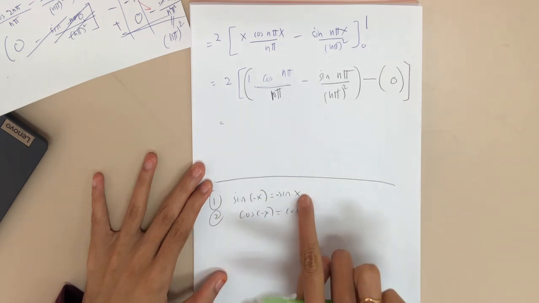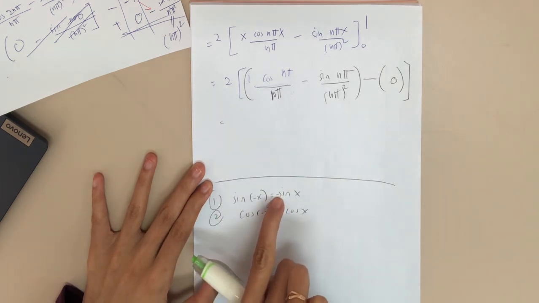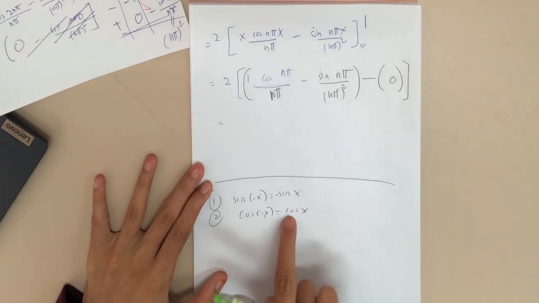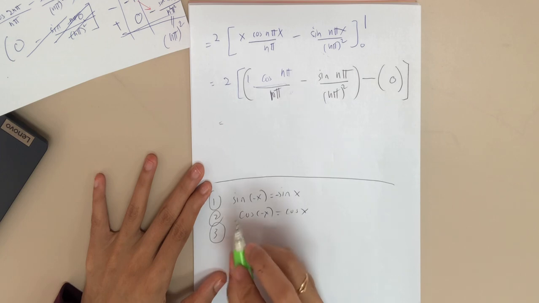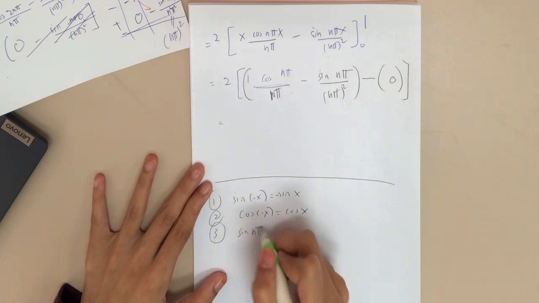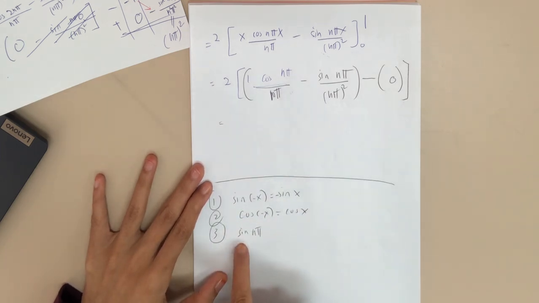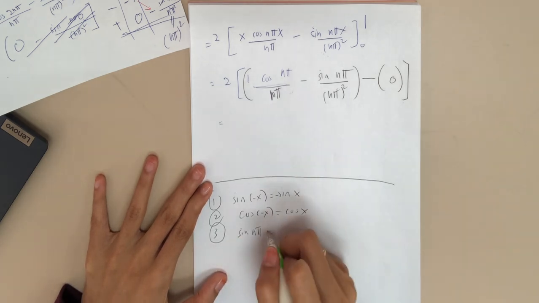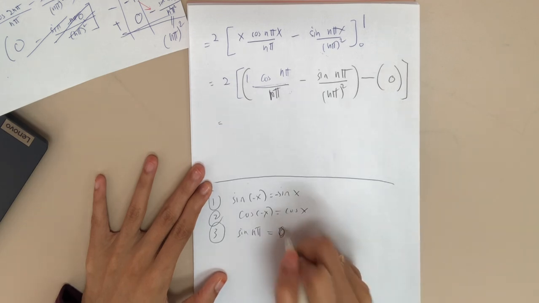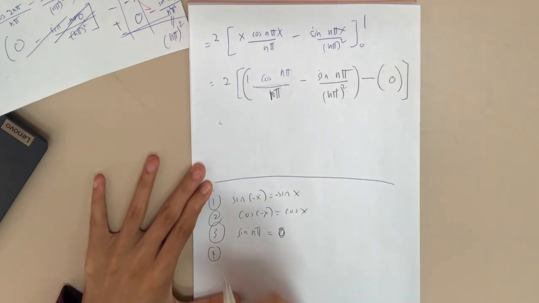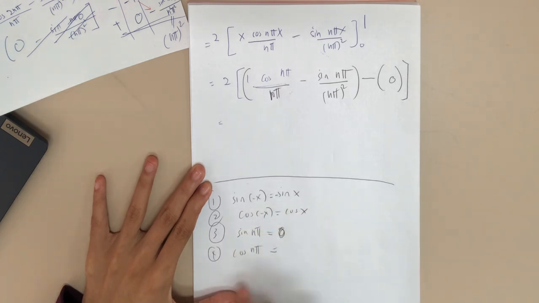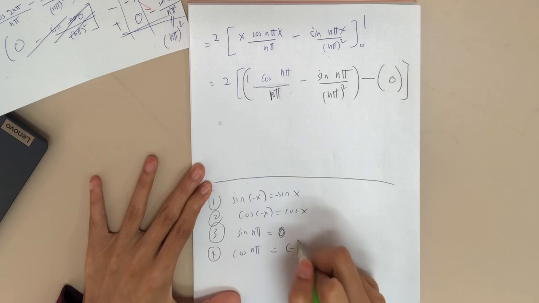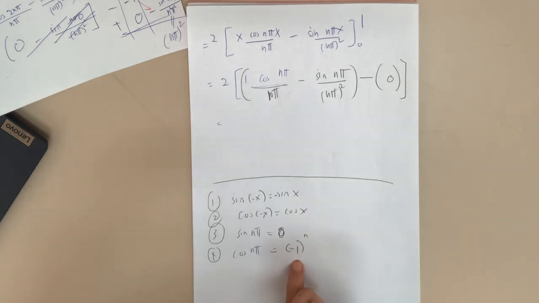Okay, because sine is odd, right? So that's why they have negative here. But cos is positive, so it's just a positive cos lah. Okay, number 3 is sine n pi. When you have this term in your equation, sine n pi is always equal to 0. Always equal to 0. Okay, then number 4 is cos n pi. Every time you see cos n pi, what you need to do is replace it with negative 1 power n.